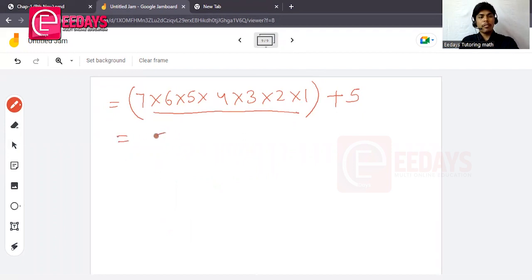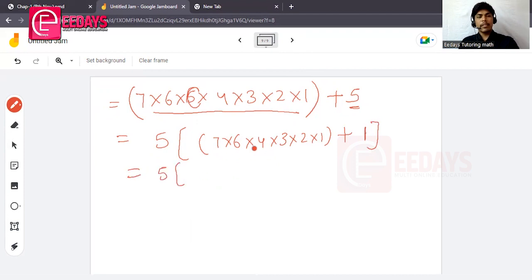So take 5 as common. Why? Because 5 is there. So you just take 5 as common, and you can remove the 5. So you'll get 7 into 6 into 4 into 3 into 2 into 1, plus, since you already took 5 as common, you are left with 1. So 5 into 7 into 6 into all those things after multiplication.